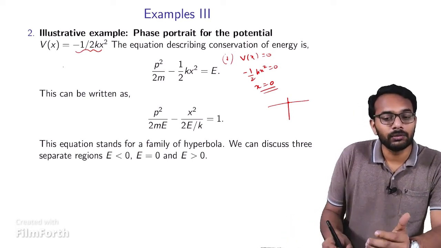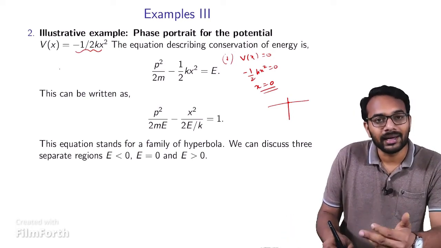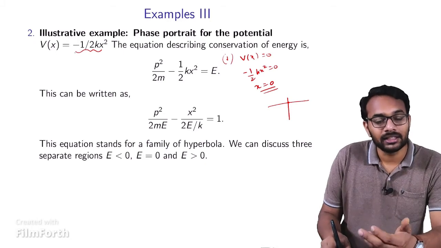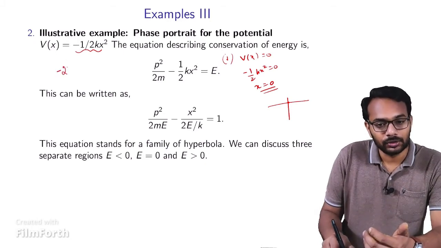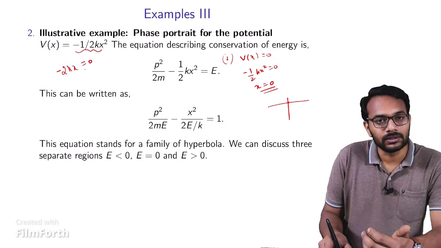What do we do to get the other points? We have to find the maxima and minima. So we take the first derivative, which is minus 2kx, and say that this is equal to 0.